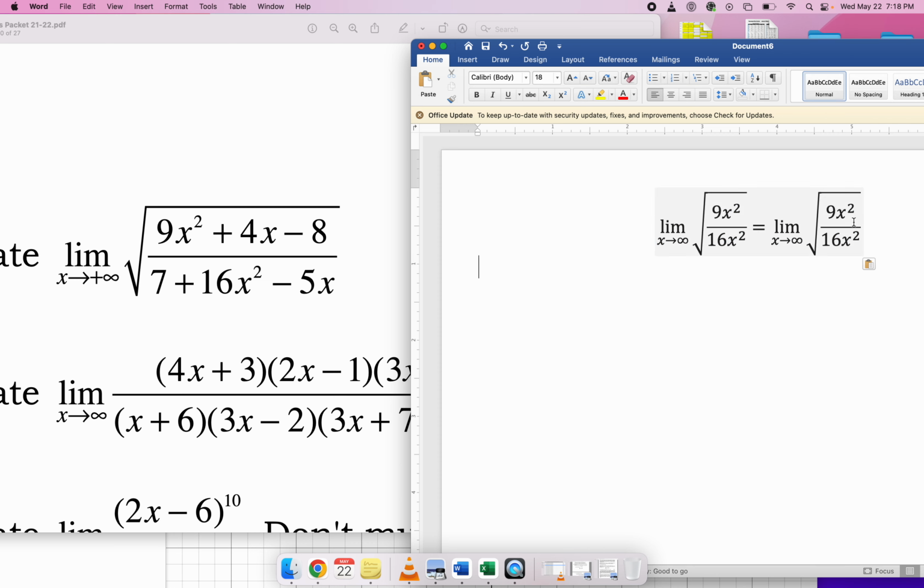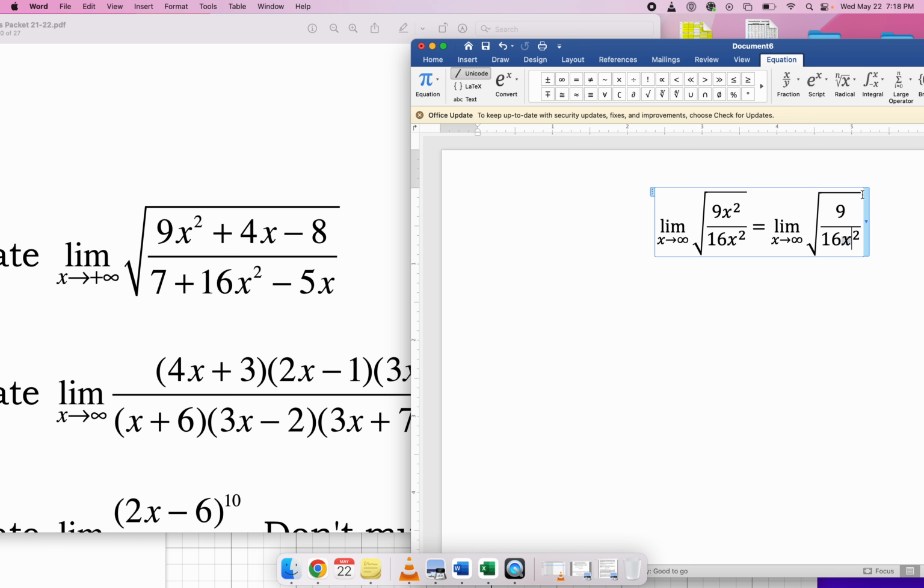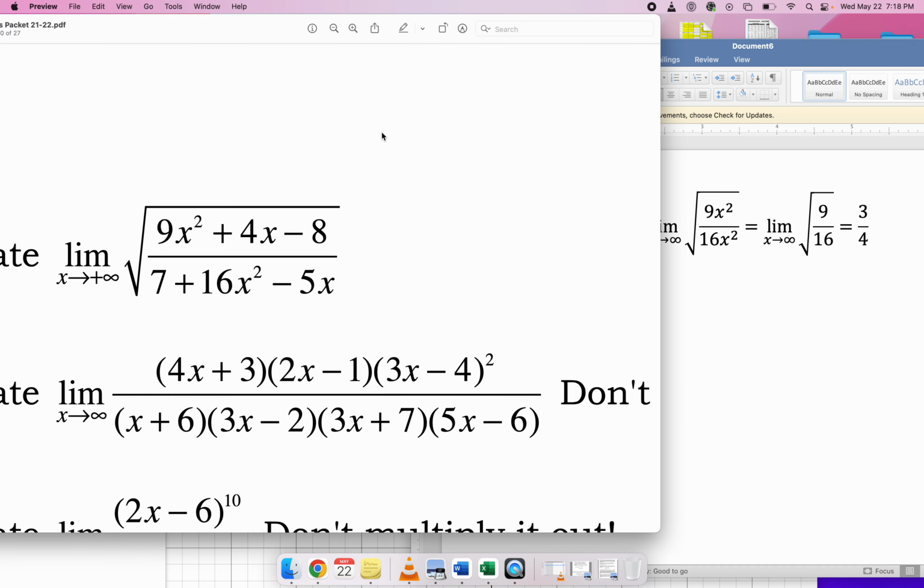which of course simplifies, after cancellation, after getting rid of the x's, to just 9 over 16 underneath the square root, and so the value of this limit is just the square root of 9 over 16, which is 3 over 4. So it works the way that you would expect.